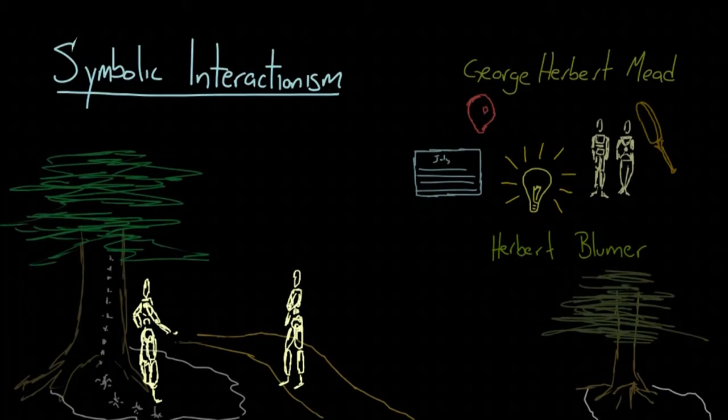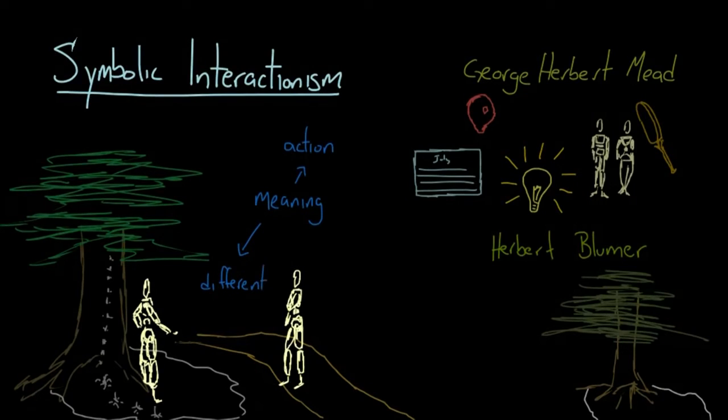So let's sum up the 3 central ideas of symbolic interactionism. They are that action depends on meaning, that different people assign different meanings to things, and that the meaning of something can change. But there are some criticisms to symbolic interactionism as a theory, because it doesn't ask the same questions as the large-scale sociology theories do.